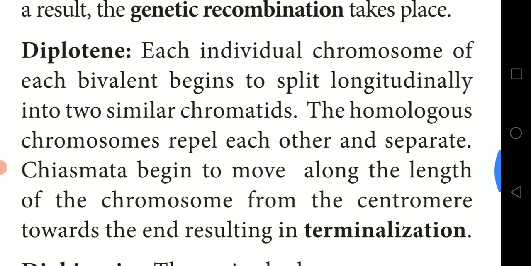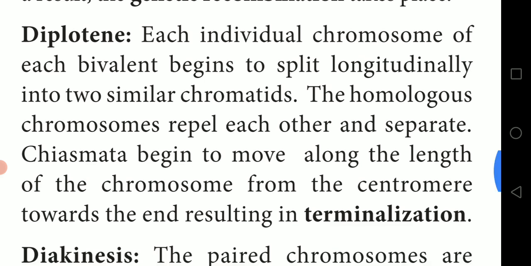The homologous chromosomes repel each other and separate. The chiasmata begin to move along the length of the chromosomes from the centromere towards the end, resulting in terminalization.